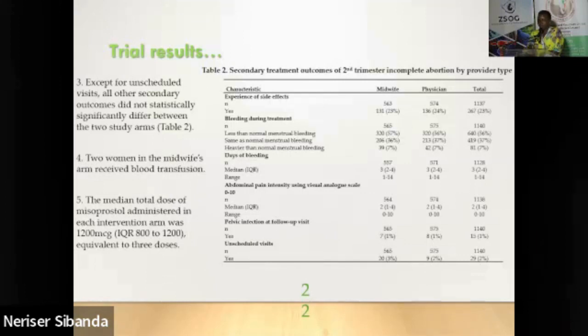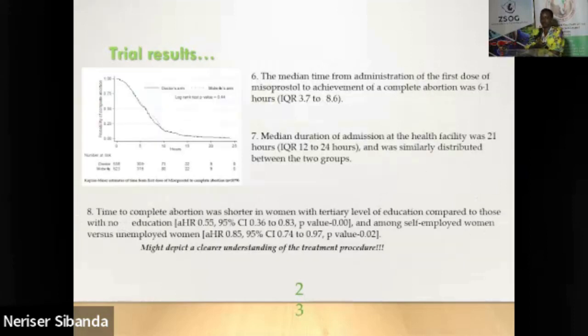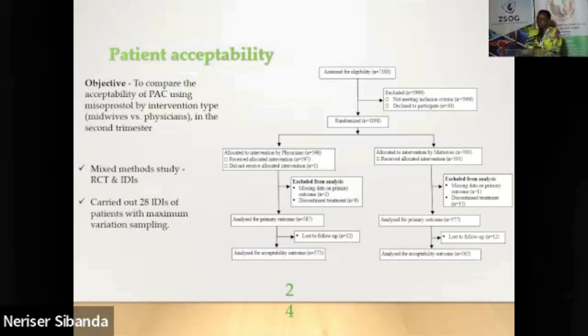The total median dose of misoprostol that we gave was actually 1,200 micrograms, which translates to 3 doses. Remember, we're giving a maximum of 5 doses. So a median of 3 doses was required for over 50%. The median time from administration of the first dose of misoprostol to achievement of a complete abortion was about 6 hours. And the median duration of admission in the facility was about 21 hours.